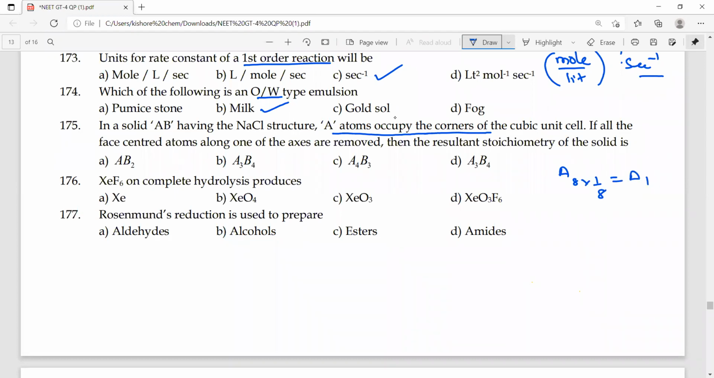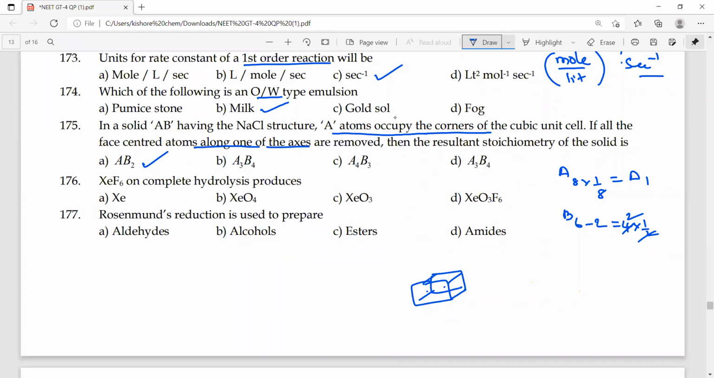A1. If all the face-centered atoms along one axis are removed, out of the total 6 faces, 2 faces are removed, one from the front and another from the back side. So 6 minus 2 is 4 faces, each with contribution 1 by 2, which gives 2. Now the formula is AB2 type.